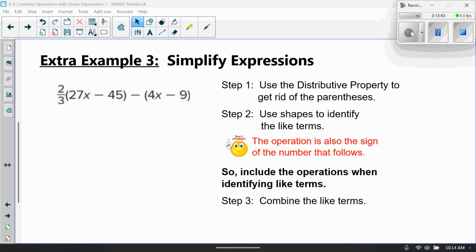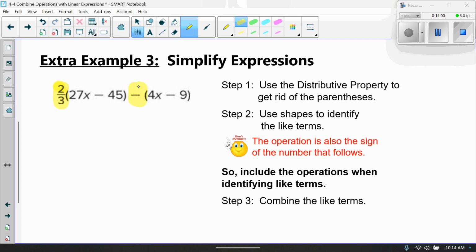All right, so here we have 2/3 times the quantity 27x minus 45, minus the quantity 4x minus 9. So on this one, we need to use our distributive property. So on the first expression, we're distributing a 2/3. And on the second expression, we're distributing a negative 1. Okay? So we're going to use our distributive property. For this one, we cannot just take away the parentheses. We have to do the math, okay?